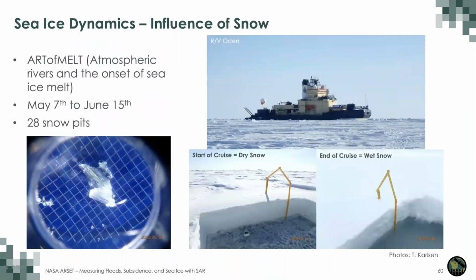But the snow is not always dry. So here are some pictures taken from a recent campaign, an AutoMelt campaign, which was targeting the melting conditions in the Arctic Ocean. So it was planned to be then between May and June in 2022. A lot of snow pits being done, and here are some of those images. At the start of the cruise, we had very dry snow. You can almost feel how crisp the air is in this image.